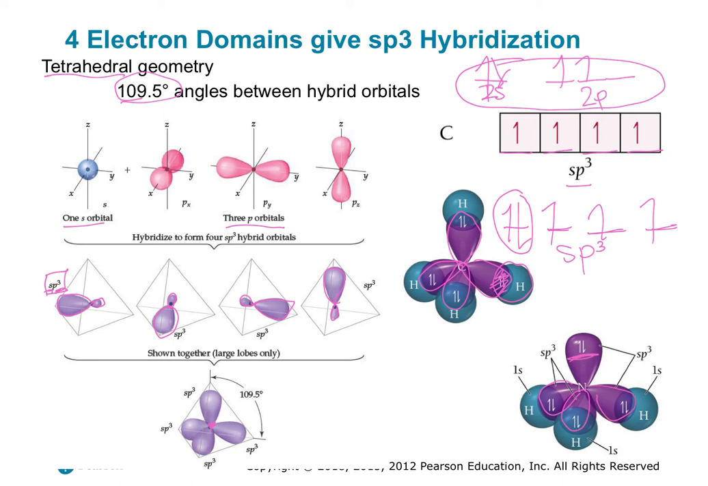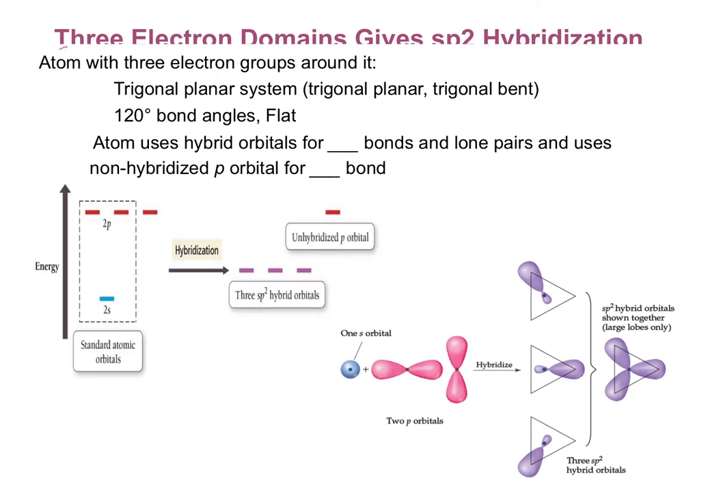So the big takeaway here: there's a lot of mixing going on and sometimes it feels a little unfamiliar, but the big takeaway is when we have 4 electron domains or a tetrahedral geometry, we're going to have sp3, with a little superscript 3, hybridization. Okay, that's the takeaway. Now moving on to 3 electron domains.